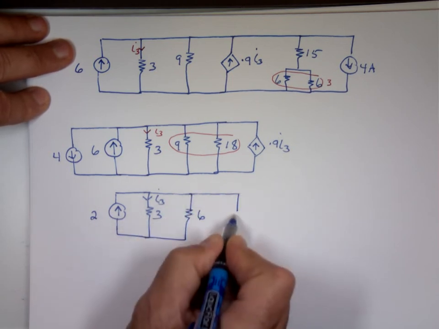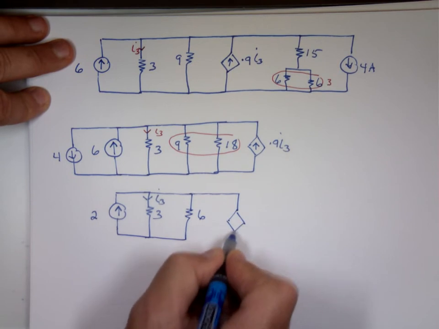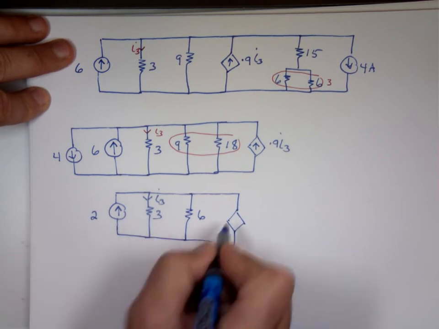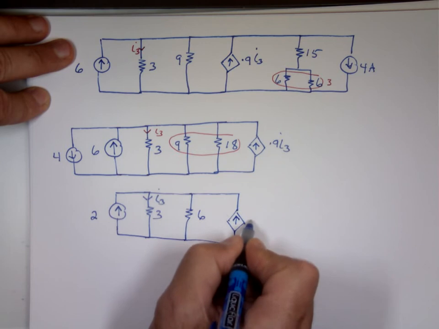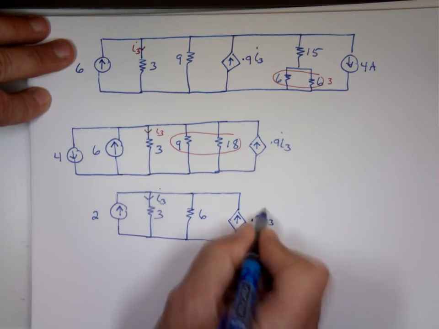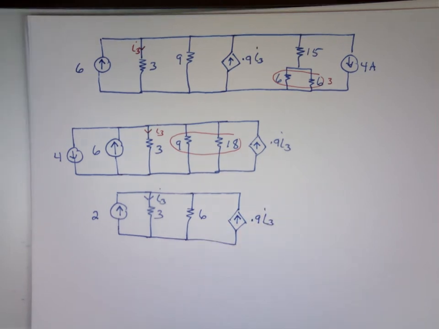Now, does anyone notice why I'm not going to combine this with that one? Did you notice? I didn't combine them. Because you need to find I sub 3. Exactly, I'm looking for I sub 3. If I combine them, I lose it. So I can leave it like this. And now that's my circuit. That's it.